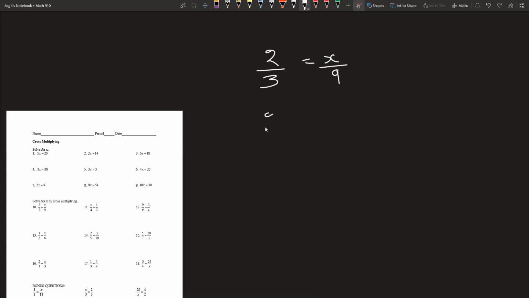So what will happen is you will have 2 over 3. This 9 goes across and it lands at the top. Okay, now 9 and 3 can be simplified because 3 divided by 1 and 9 divided by 3 is 3. So what's your x going to be equal to? 3 times 2, which is 6.